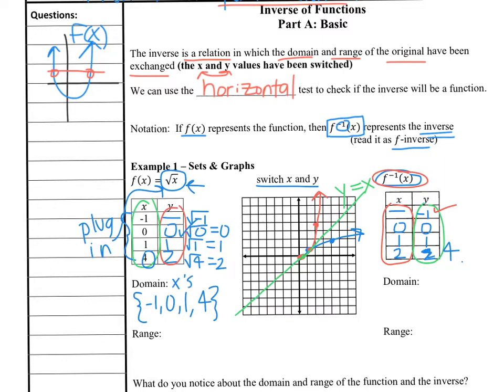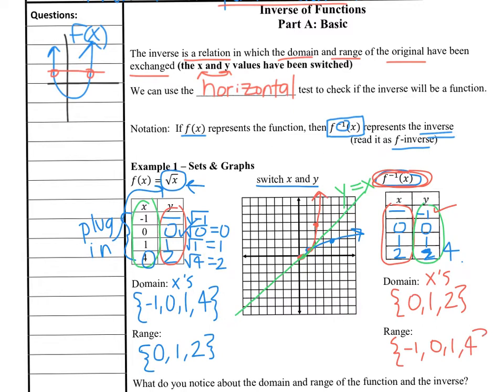And our range is just 3 numbers for this one, so we're going to put them in curly brackets: 0, 1, and 2. Okay, so now when I look at the inverse over here, this table, the domain is the x values, right? So now in this column we've got 0, 1, 2 for our x's, and our y's are negative 1, 0, 1, 4, and you should be able to see that they are just switched around.